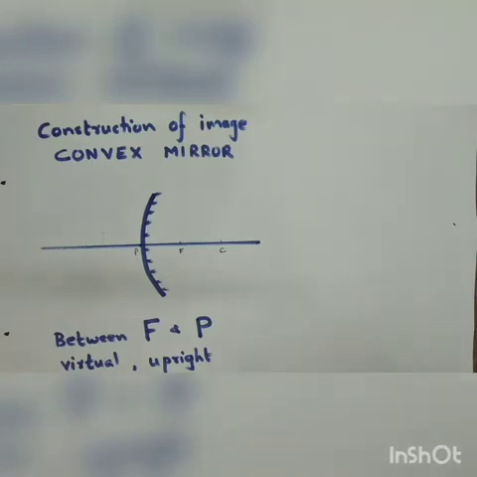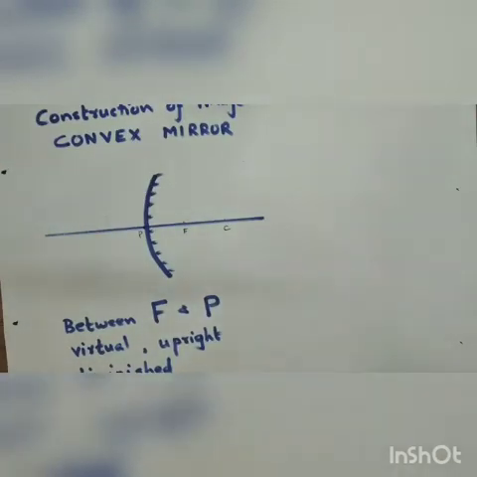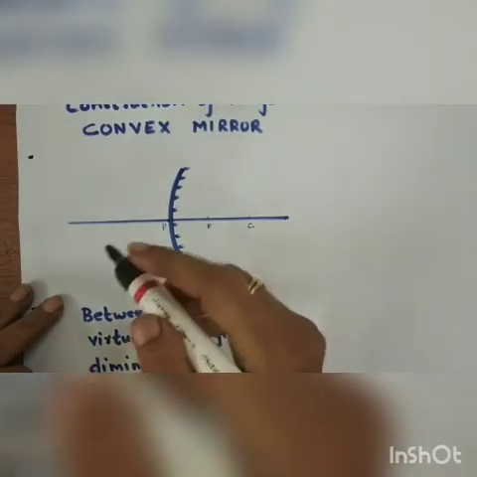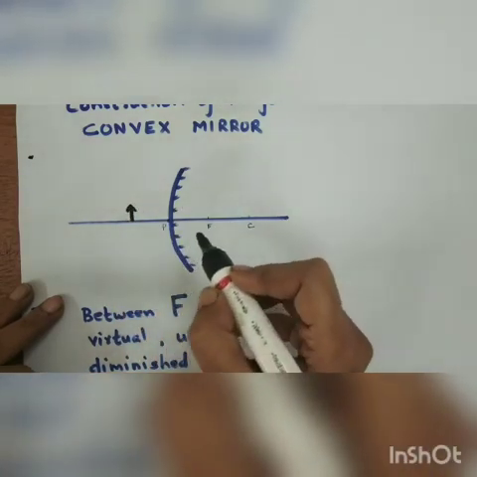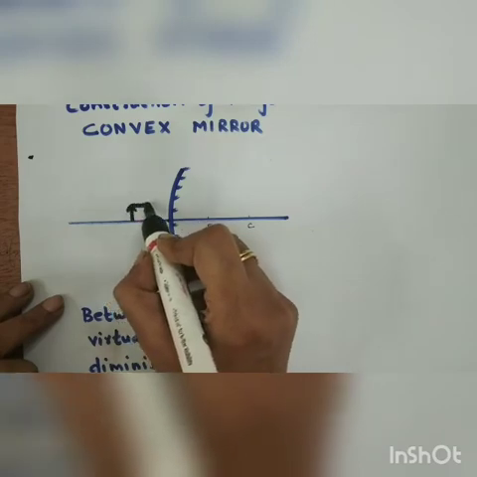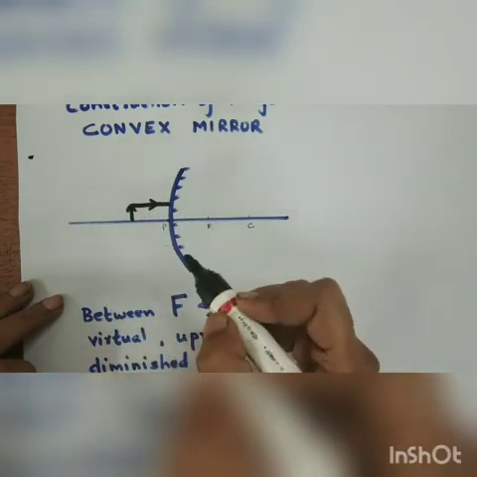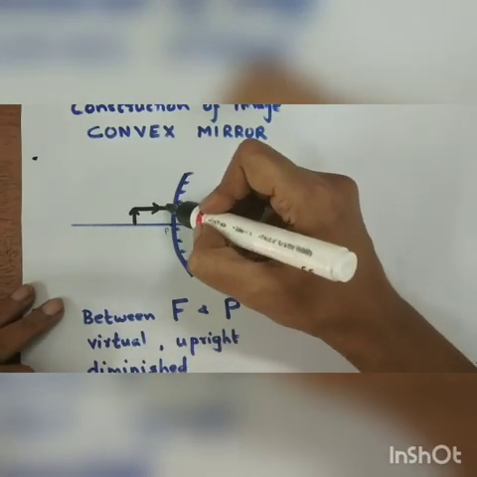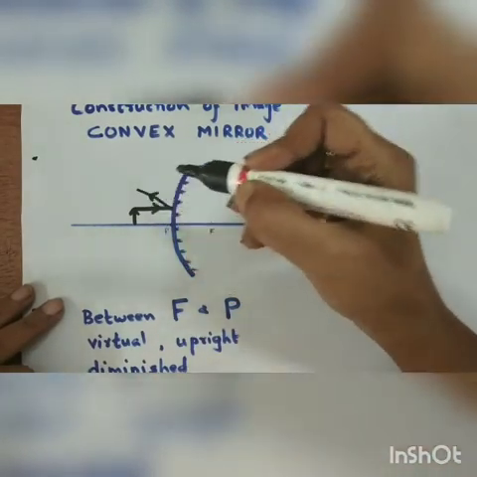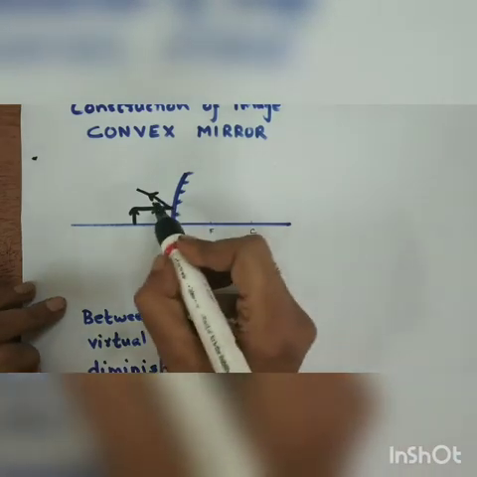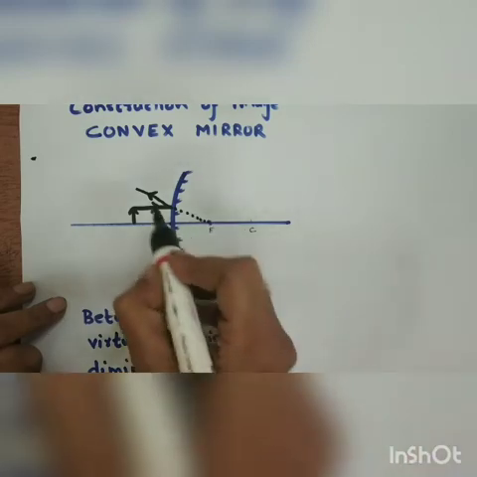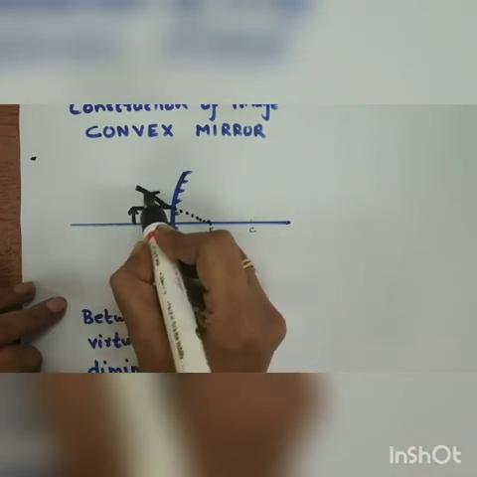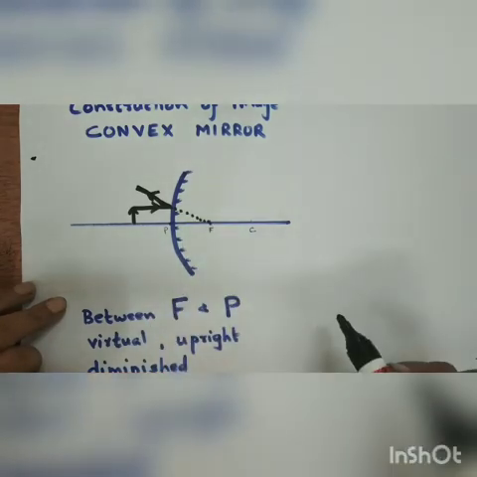Next, construction of image for a convex mirror. It is similar to that of a concave mirror. The only thing is, when an object is placed in front of a convex mirror, a ray of light passing parallel to the principal axis, after reflection, is reflected away like this, unlike in the case of a concave mirror. It is reflected away in such a way that it appears to come from the focus.